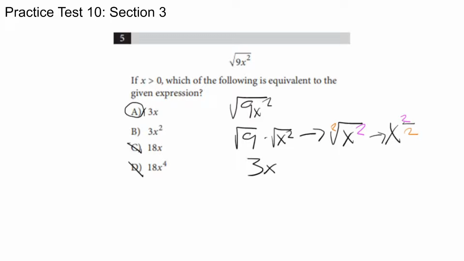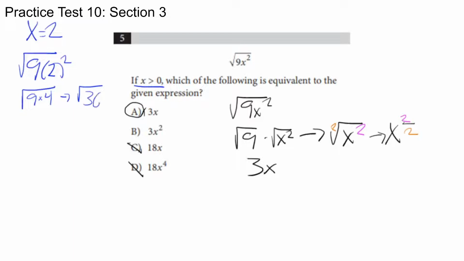The second way is it tells me x is greater than 0. So if I made up a value for x, and I just said x was equal to 2, then I would have the square root of 9 times 2 squared, the square root of 9 times 4, which would be the square root of 36, which is equal to 6. So now I'm going to go through each of my answer choices and see, if I say x is equal to 2, which answer choice matches the solution that I found of 6?